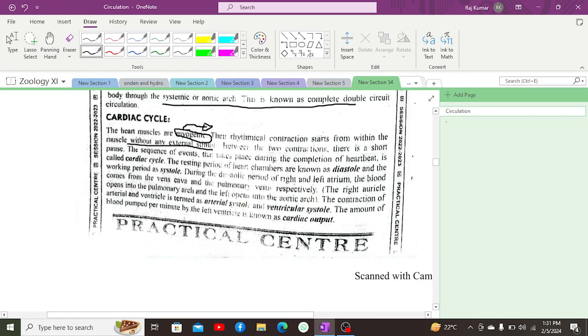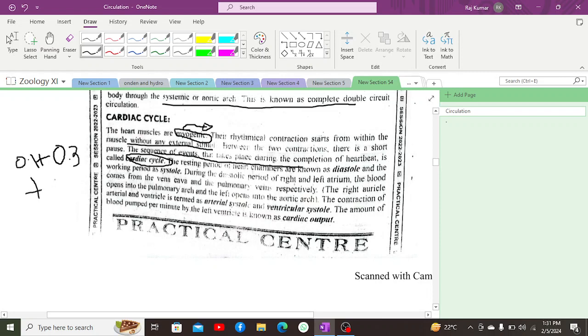Between the two contractions, there is a short pause. The sequence of events that takes place during the completion of a heartbeat is called the cardiac cycle. So this is the cardiac cycle in which atrial systole, ventricular systole, and diastole occur. Here, first was the atrial systole, which lasted for 0.1 second. Then there was ventricular systole, which lasted for 0.3 second.